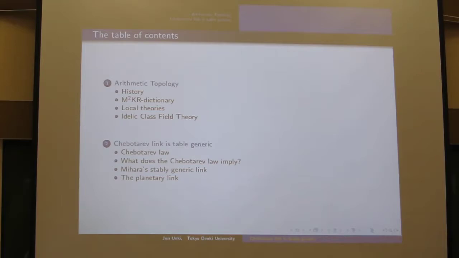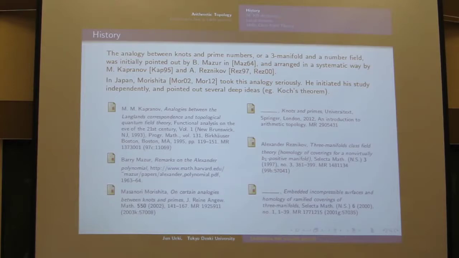The analogy between knots and prime numbers, or three-manifolds and number fields, was initially pointed out by Barry Mazur in his unpublished note in 1964. After a long time, it was arranged in a systematic way by Kapranov and Alexander Reznikov. I heard that Reznikov was from Kyiv, so perhaps that's why I'm here today. In Japan, Professor Morishita took this analogy seriously. He initiated his study independently and pointed out several alternative ideas. One of the most important analogies is about class field theory, Hilbert's Theorem 90.